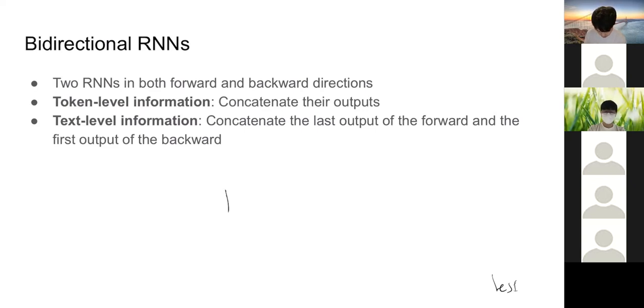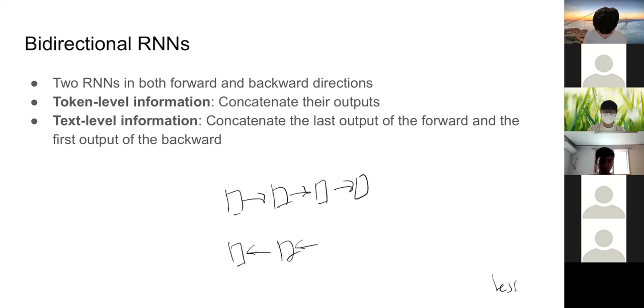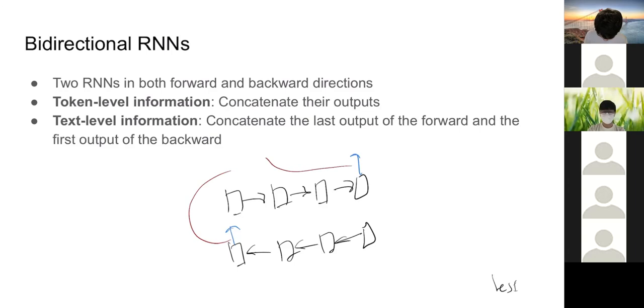What that means is there is a forward direction and there is a backward direction. If you want to do some sort of text level information processing, then just use this one and this one, just concatenate them into one vector.